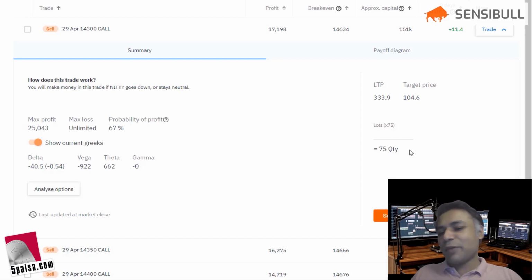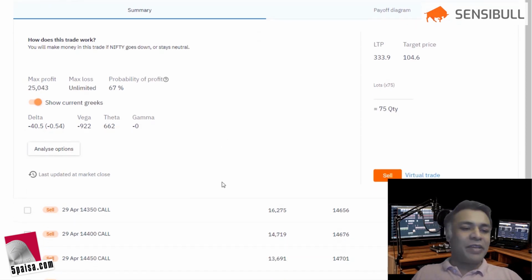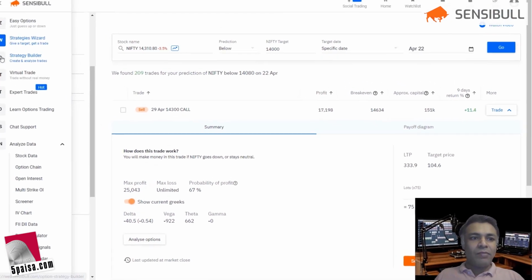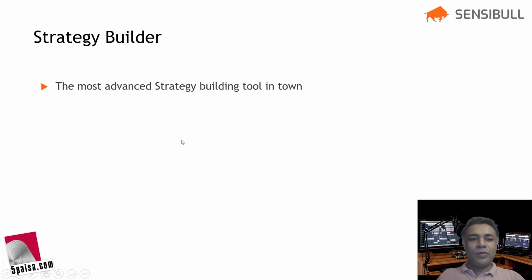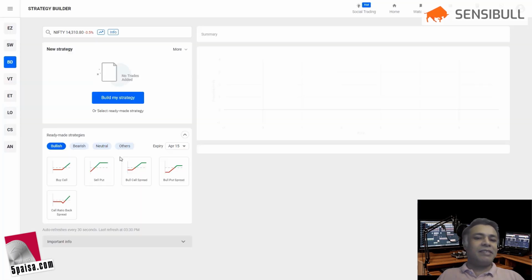I'm not clicking on this because I don't possibly want an aftermarket order to go right now, but you can click it and figure it out. Now comes Builder, if you're slightly more sophisticated than that. Builder allows you to build your own custom strategies. It is the most advanced option trading tool in town.